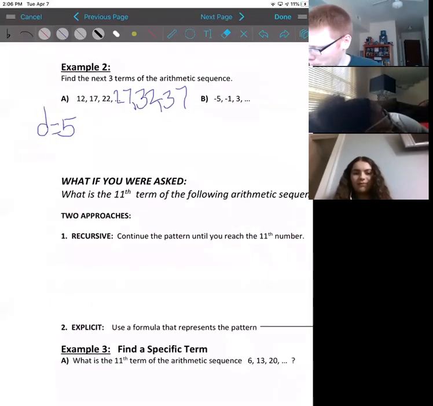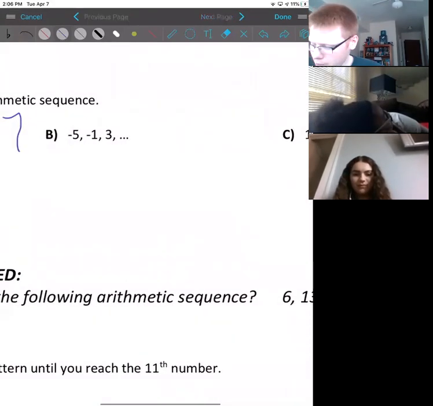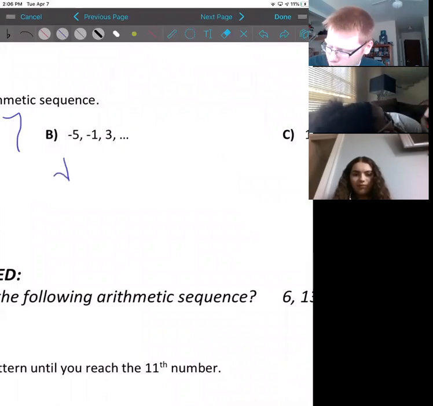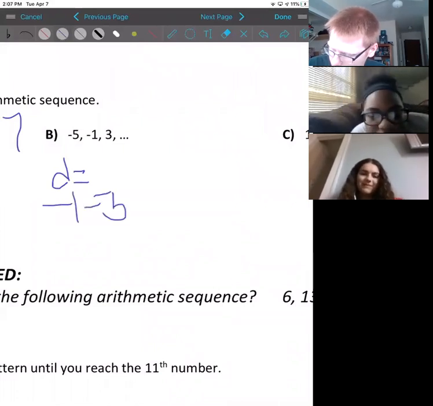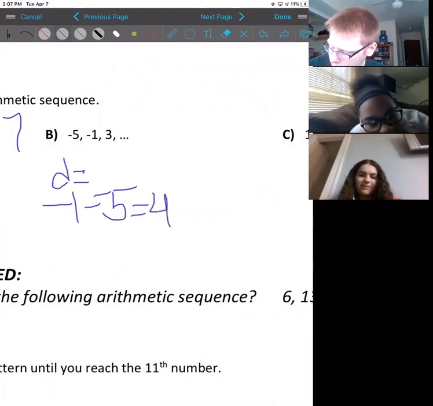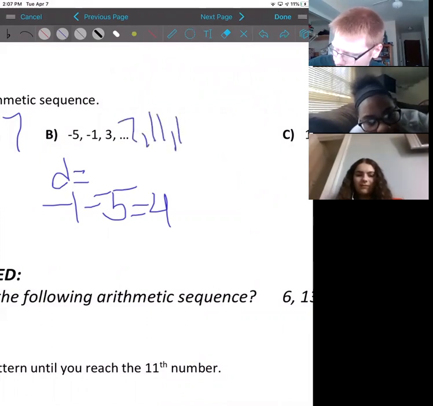Okay. B, they're telling us it's arithmetic. So what's our common difference? 4. One way you could do it is to always take your second term minus your first term, and you should get 4. Positive 4, it is going up. So it would be 7, 11, and 15.